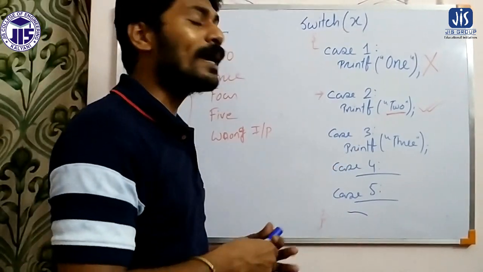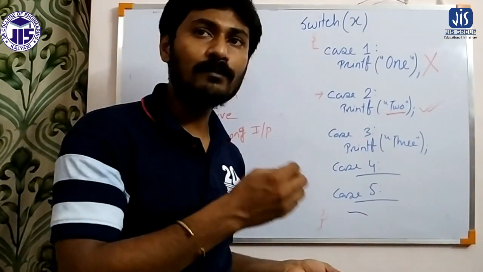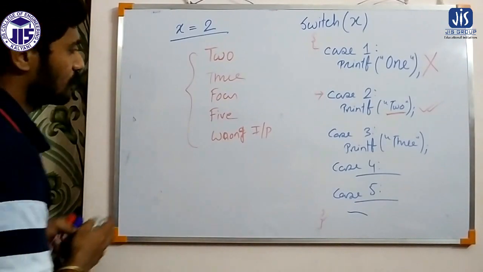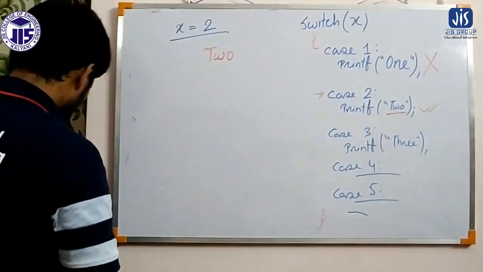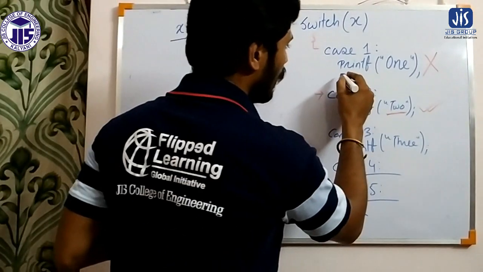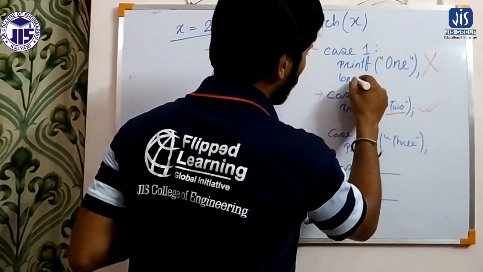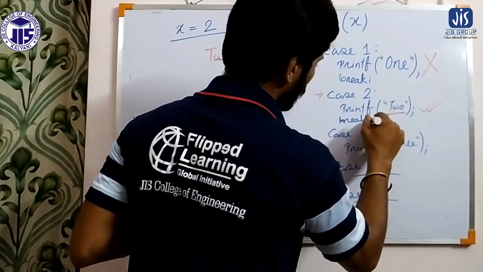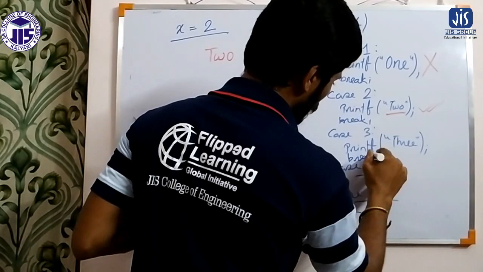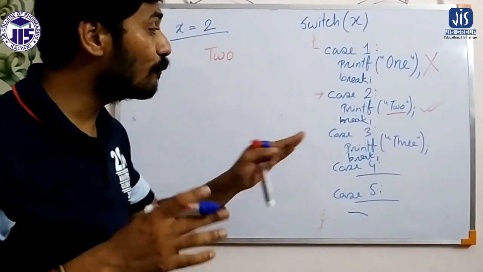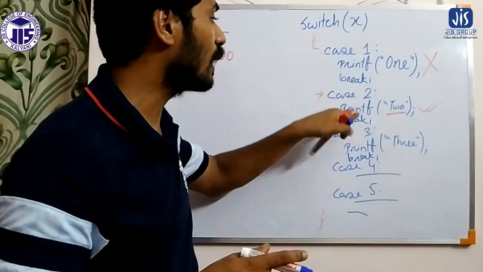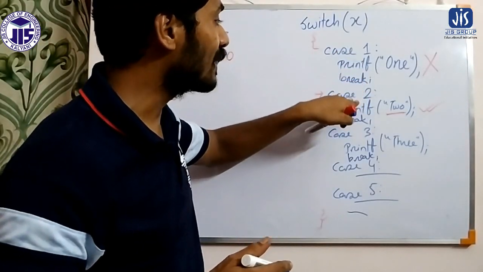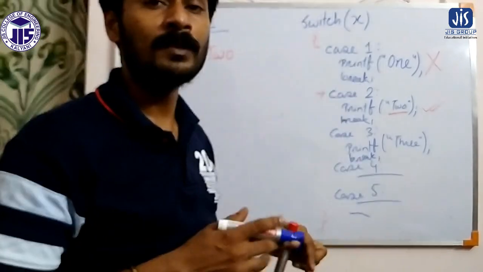Okay. But we have to overcome this problem. To overcome this problem, we use a very small statement that is called the break statement. So after every case, we write break. Here we write break, here we write break, here we write break. Okay. That means after every case we have to write a break statement, at the end of the particular case, when case 1 ends and case 2 begins. So before that we use a break statement here.